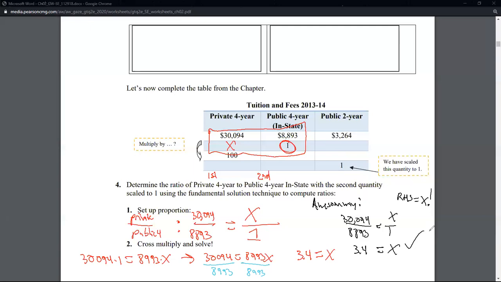This awesome way doesn't work if the problem doesn't scale the second quantity to 1. We don't always scale the second quantity to 1. Sometimes we scale it to 100. Sometimes we scale it to 45.7. Sometimes there's no scaling and the numbers are just in place. So again, the strength of scaling a second quantity to 1 is that you don't have to cross multiply.